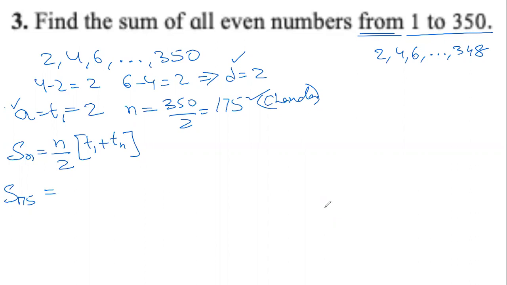Now, if I challenge you to solve the same question using this formula, third formula, tell me, and you can start speaking without my permission. What should I write? S175 equals to, tell me what should I write? N by 2 will become what? You will tell me and I will write. 175 by 2. Correct. What is T1? T1 is 2. What is Tn?